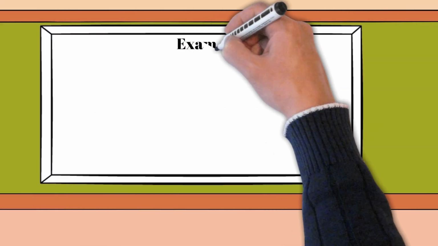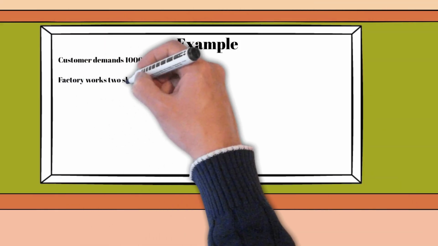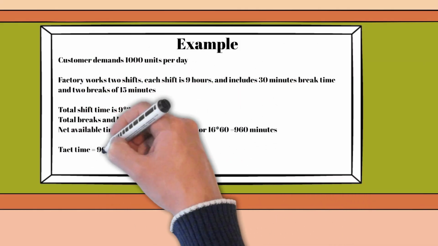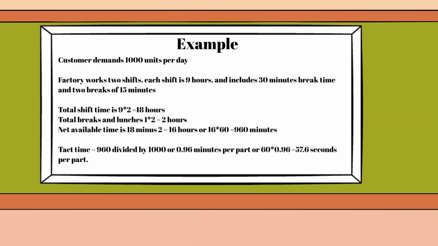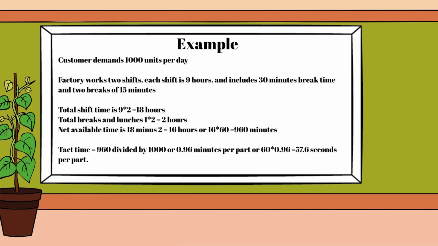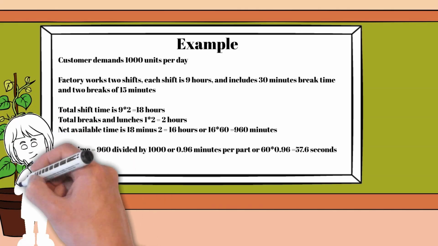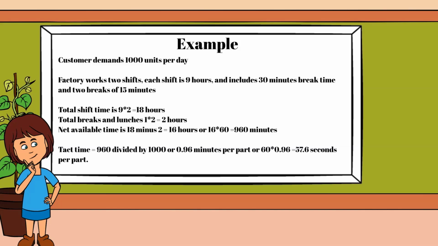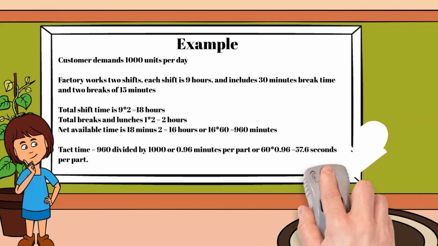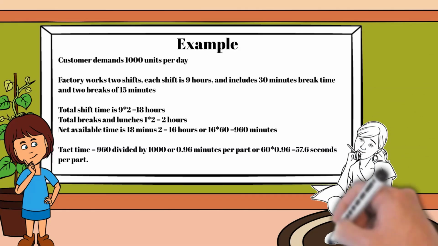Well, now let's illustrate this with an example. Let's say that the customer demands 1000 units per day. Factory works 2 shifts, each shift is 9 hours, and that includes 30 minutes lunch break and 2 breaks of 15 minutes. So the total shift time is 9 times 2 or 18 hours. Total breaks and lunches is 1 times 2 or 2 hours. Therefore, net available time is 18 minus 2 or 16 hours. So 16 times 60 is equal to 960 minutes.